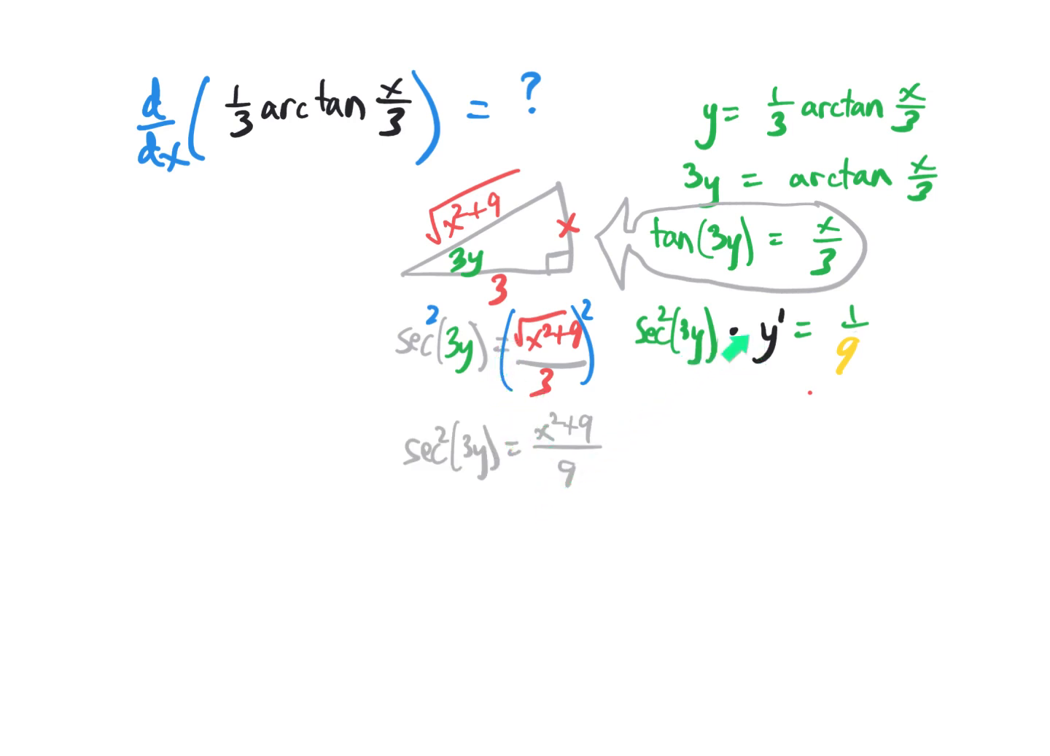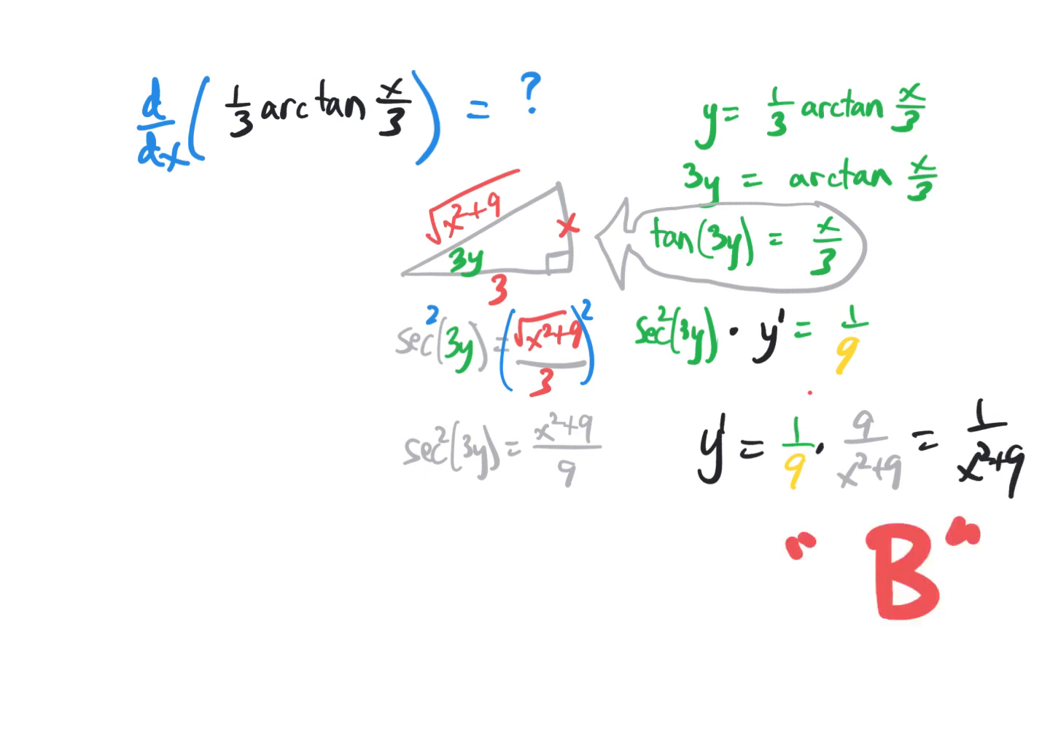So to get our answer, the derivative of this with respect to x, we need to solve for y prime. We're going to divide both sides by secant squared of 3y, which is this. So when you divide the left side by that, we'll be left with just y prime. And when we divide by secant squared, we're dividing by this, we're multiplying by the reciprocal. So on the right side, we'll have 9 over x squared plus 9. And this simplifies to just 1 over x squared plus 9, which is choice B.